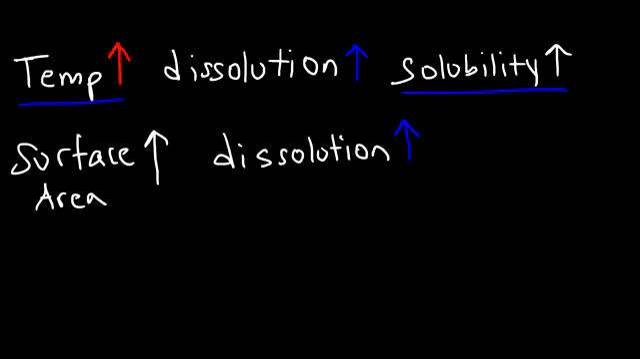But if you put a cube of sodium chloride in water, it's going to take time to dissolve because there's not as much surface area. So if you can increase the area at which sodium chloride is in contact with the solution, then you can increase the rate at which it dissolves. So those are some things just to keep in mind when dealing with solutions and solubility.